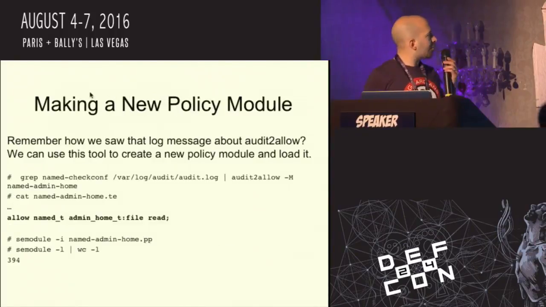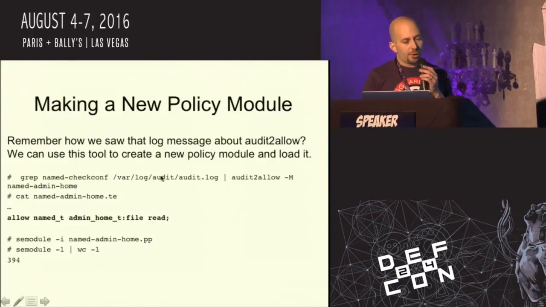So let's look and see how we can make a new module. We saw this log message about how named had a problem. And so we can just basically look at the audit log, where the SELinux errors are getting written. It's one of the places. And we can pipe it into a program.